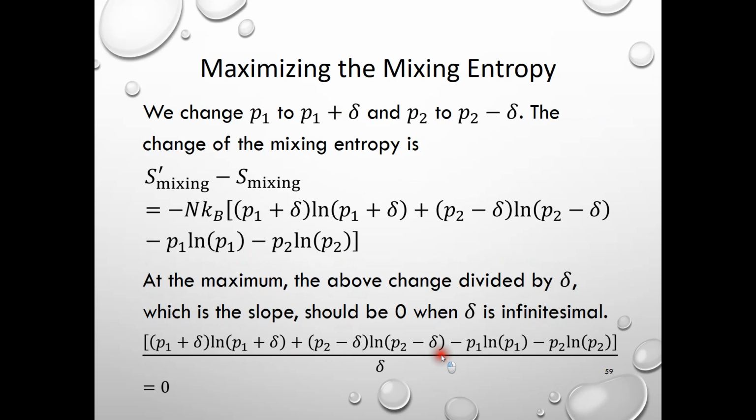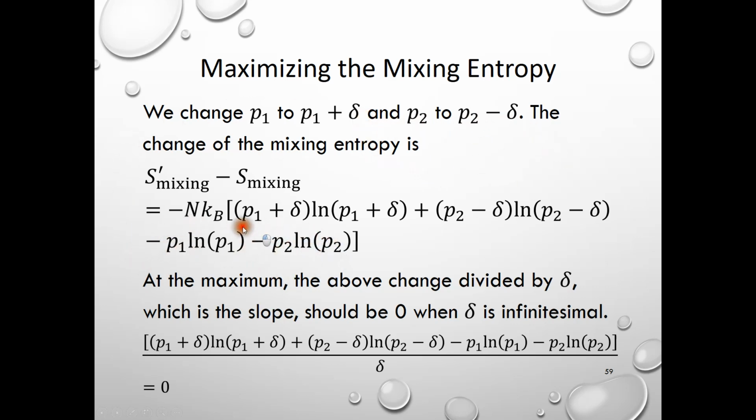Let's say the mixing entropy is already maximized. And then we will change the probability of finding type 1 to P1 plus delta, and the probability of finding a type 2 molecule to P2 minus delta. Delta is infinitesimal. And now we have a change of the mixing entropy.